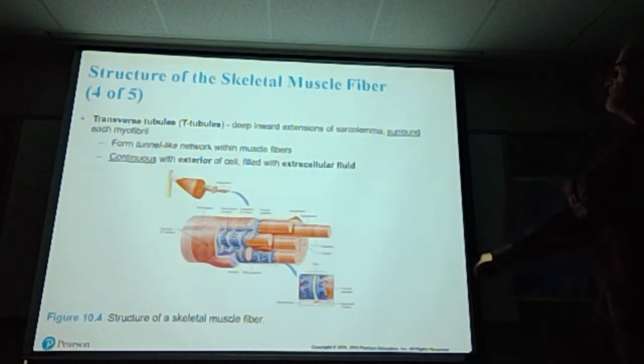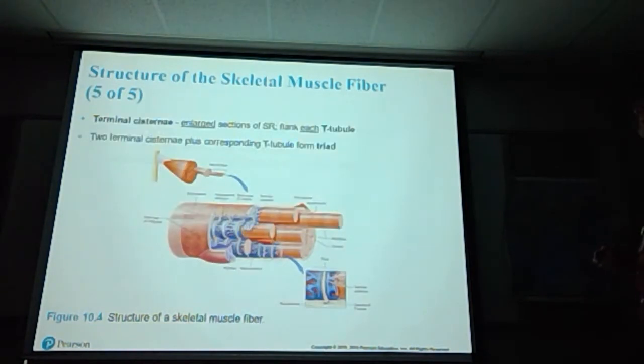The transverse tubules are deep inward extensions of the sarcolemma. They surround each myofibril. They form a tunnel-like network within the muscle fibers. They are continuous with the exterior of the cell. They are filled with extracellular fluid. Again, there are those T-tubules right there.